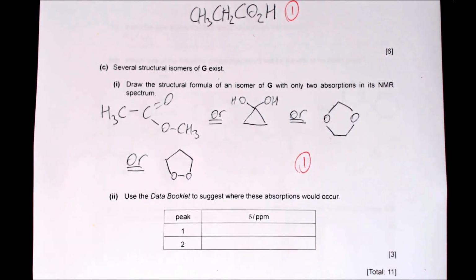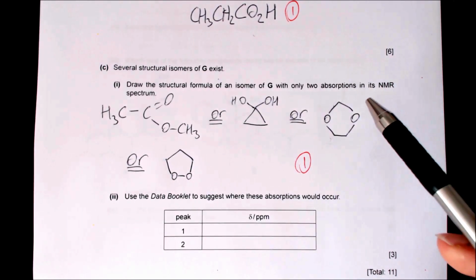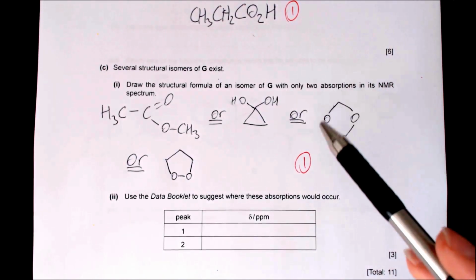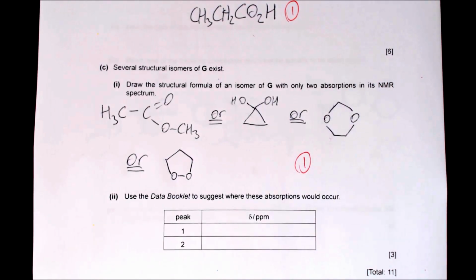If you drew 1,3 dioxolane, which would be this one here, this is your 1,3 dioxolane, you would get a peak at 3.3 to 4, and you would get a peak at 3.3 to 5.